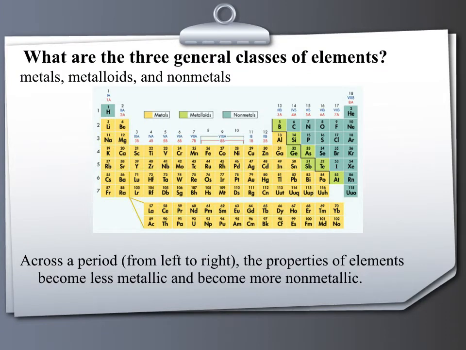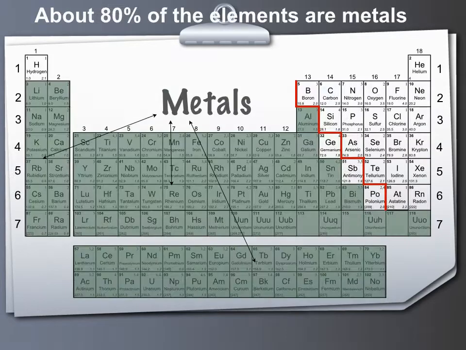What are the 3 general classes of elements? They are metals, which you see here in yellow, the metalloids, which are an olive green, and the nonmetals, which are a blue-green. Across a period from left to right, the properties of elements become less metallic and more non-metallic. As you can see, as you go left to right, you go from metallic to metalloid to nonmetal.